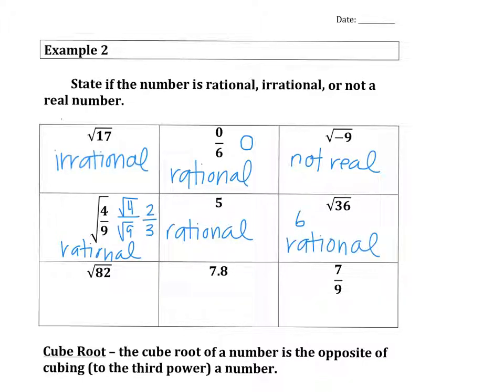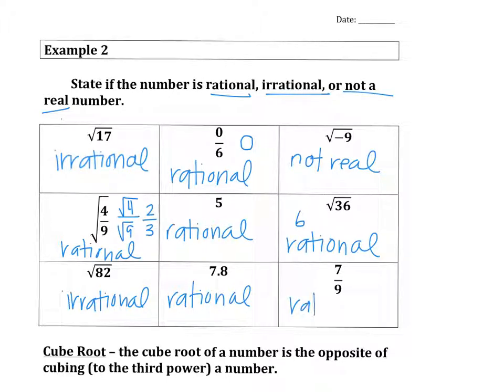Square root of 82, we don't know the square root of 82. So it falls in the irrational family, and they're just asking us for rational, irrational, or not real. 7.8 is a normal decimal, so that's rational. It also falls in the real family as well. And then 7/9, normal fraction, rational.